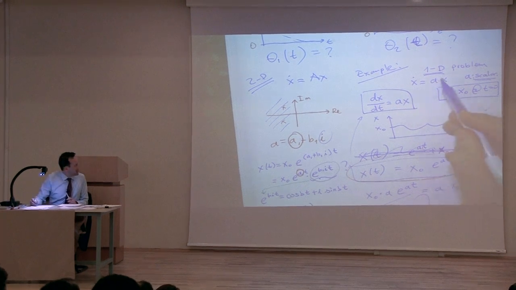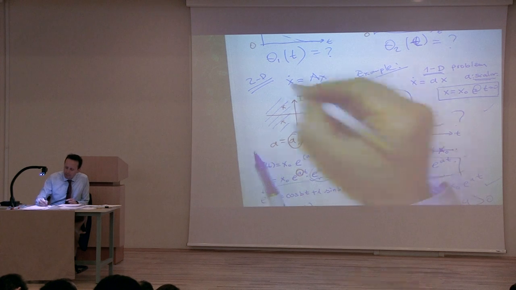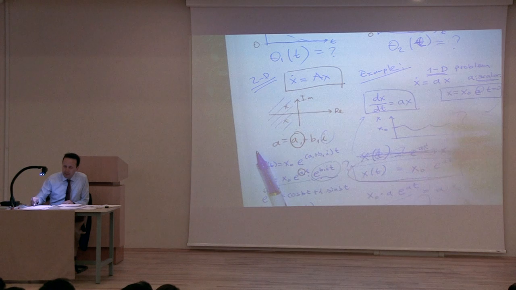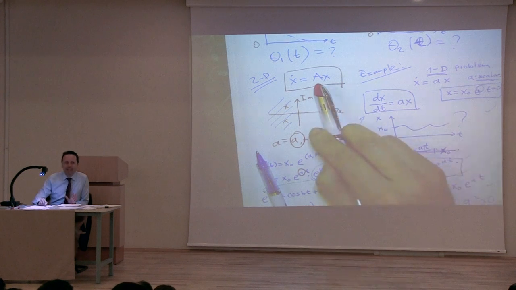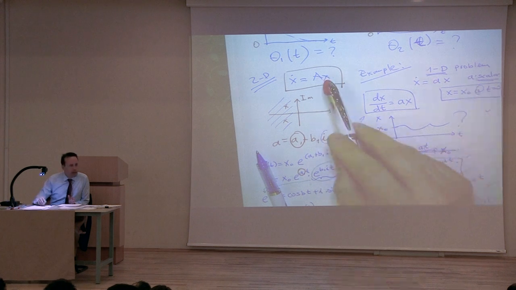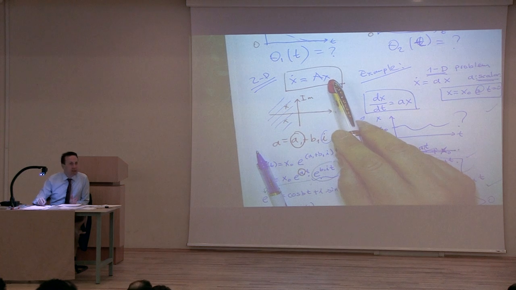So something similar we should be able to do for this, because this is a 2D problem. Just looking at the A matrix, we should be able to say something about the stability of this system. Okay? Very similar to this. And I'm going to show you in the next hour how we can look at the A matrix and immediately say something about the stability of the equilibrium point.